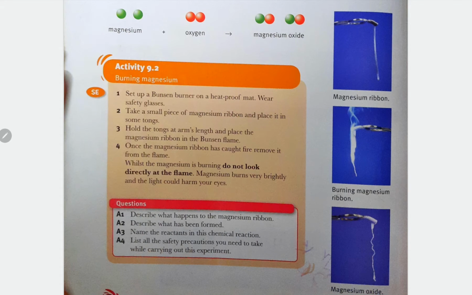Always while doing experiments we have to wear safety glasses. Safety is very important. Take a small piece of magnesium ribbon and place it in small tongs.